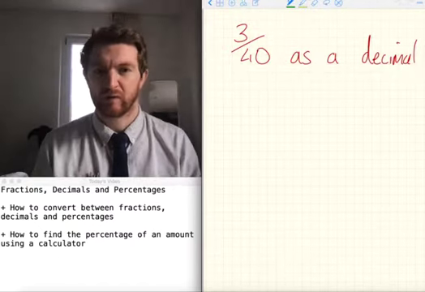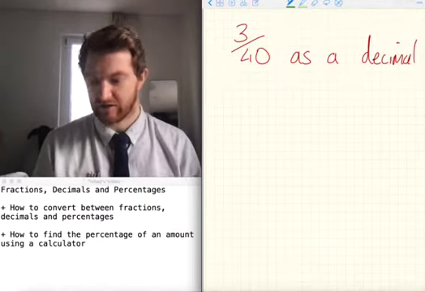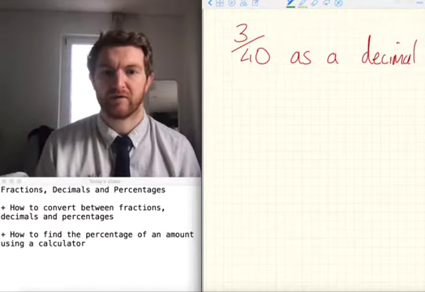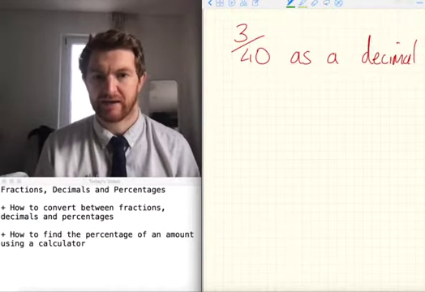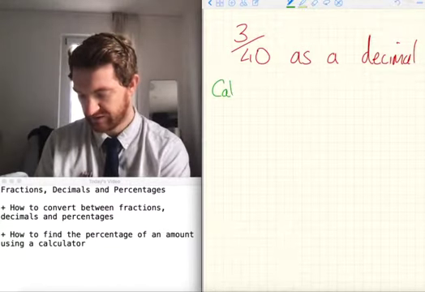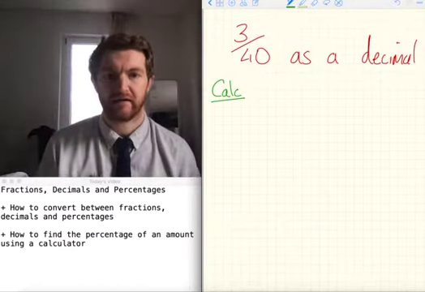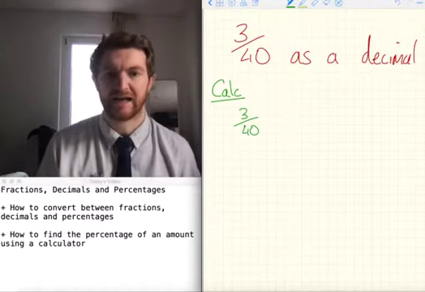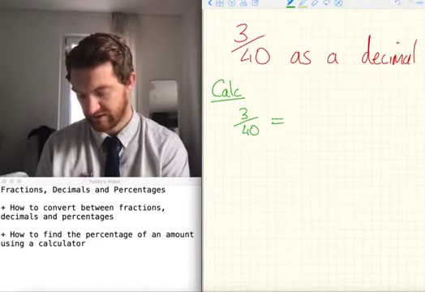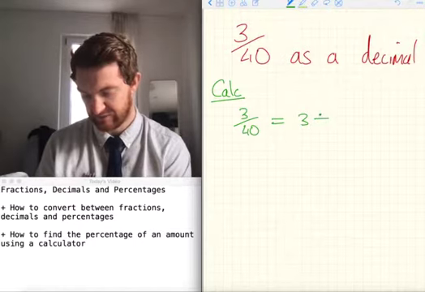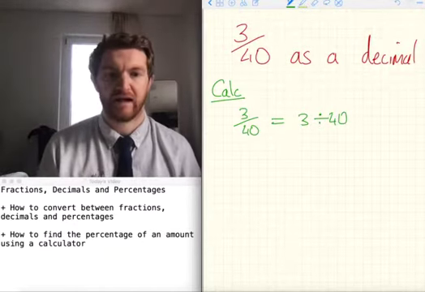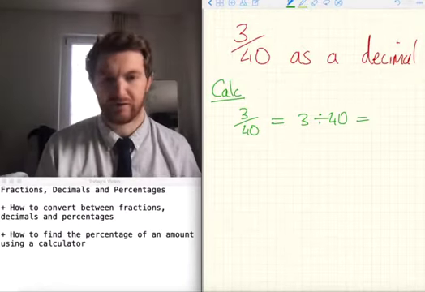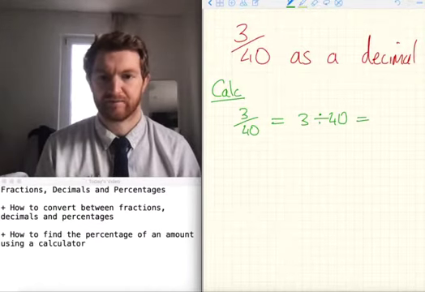I chose this one because it's a bit annoying and a bit of a mean one. I'm going to show you two methods for this. First of all, there is a nice easy calculator method. If you were doing this on a calculator, think of a fraction as a division. So think of 3/40 as 3 divided by 40, and if you type that into the calculator, it will give you your answer.